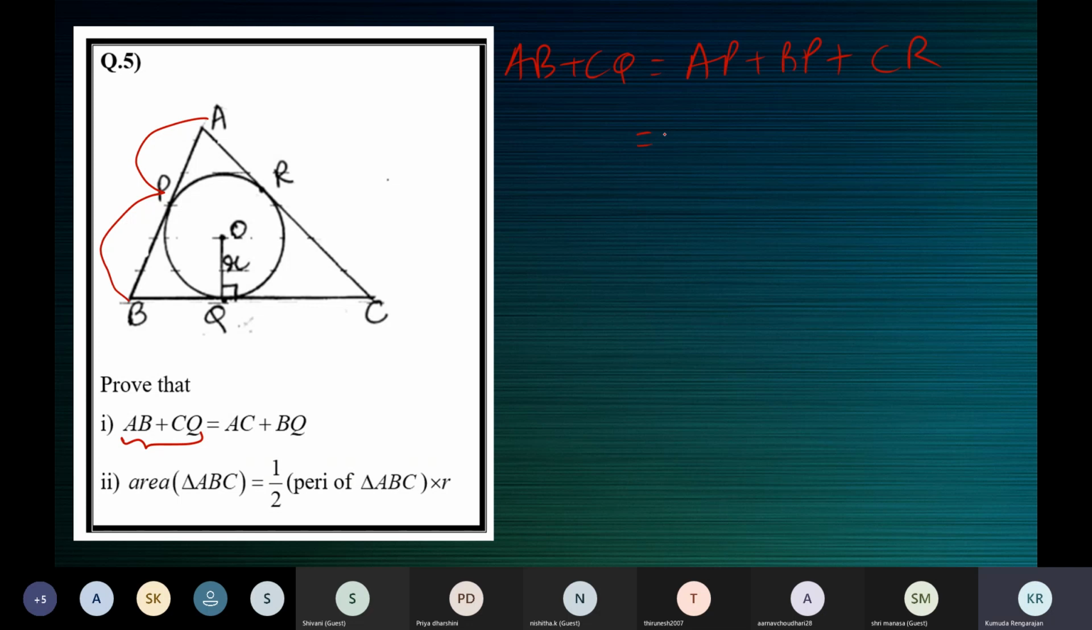Now, how do you get AC? See the right hand side. On the right hand side, you should get AC plus BQ. What will give you AC? AR plus CR. Do we have AR plus CR here?